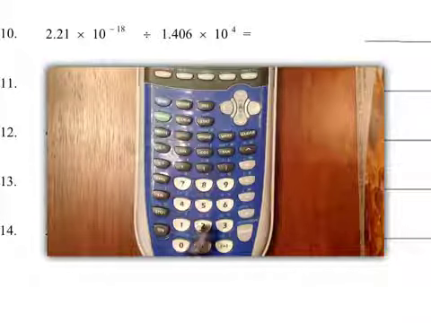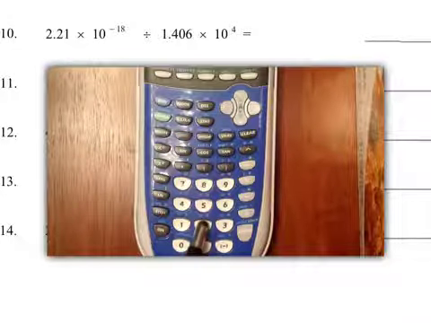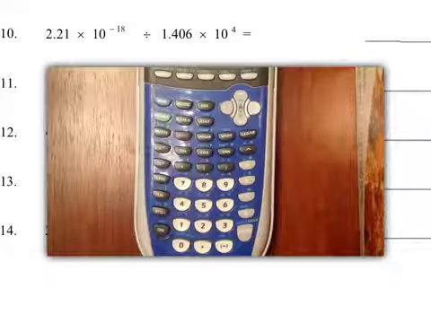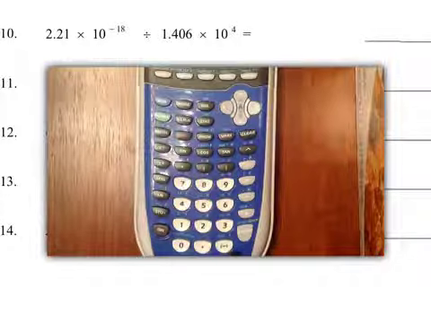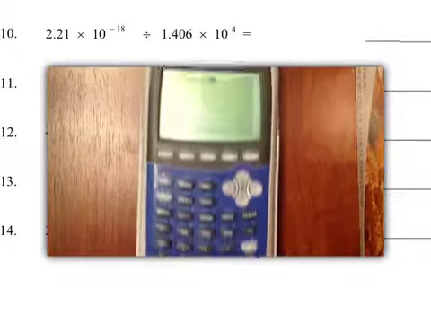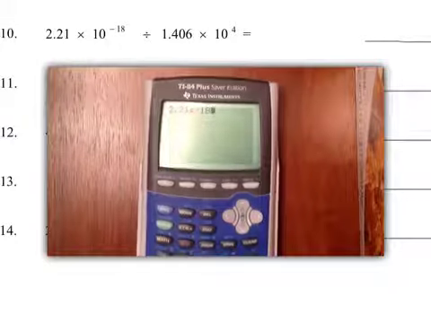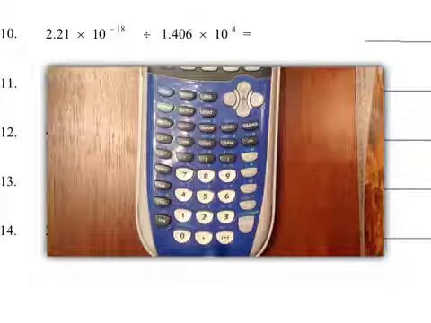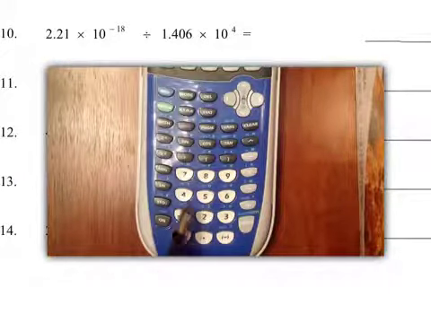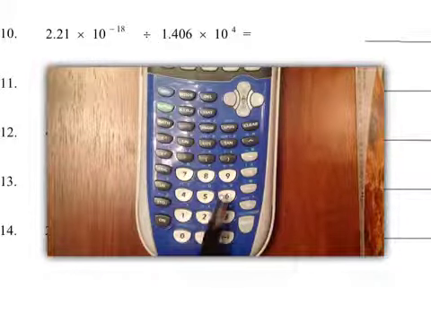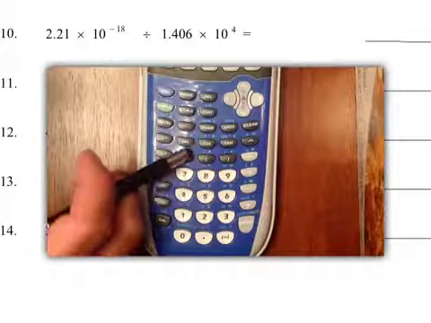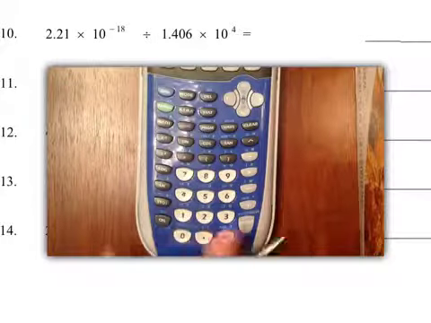Okay, so now what we're going to do is 2.21 times 10 to the, so we're going to hit the EE button, and now we're going to use this one here, and then we simply enter the exponent, and what you'll see is we have times 10 to the negative 18th. Then we're going to say divided by 1.406 times 10 to the, which is our EE button again. Now we're going to say 4.